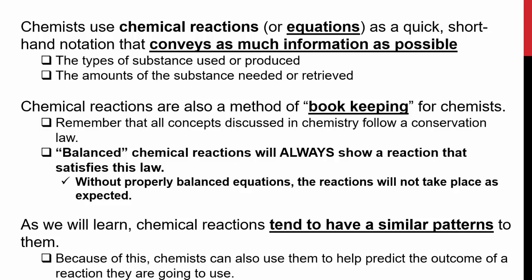So remember that the concepts discussed in chemistry follow a conservation law. We can't create something that wasn't originally there. So balanced chemical reactions will always show a reaction that satisfies this law. Without properly balancing the equations, the reactions will not take place as expected. As we will learn, chemical reactions tend to have similar patterns to them. Because of this, chemists can also use them to help predict the outcome of reactions they are going to use.